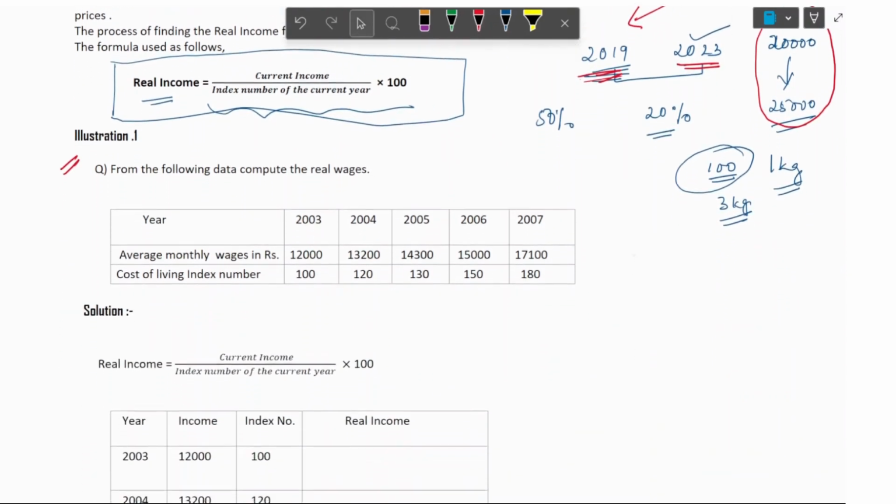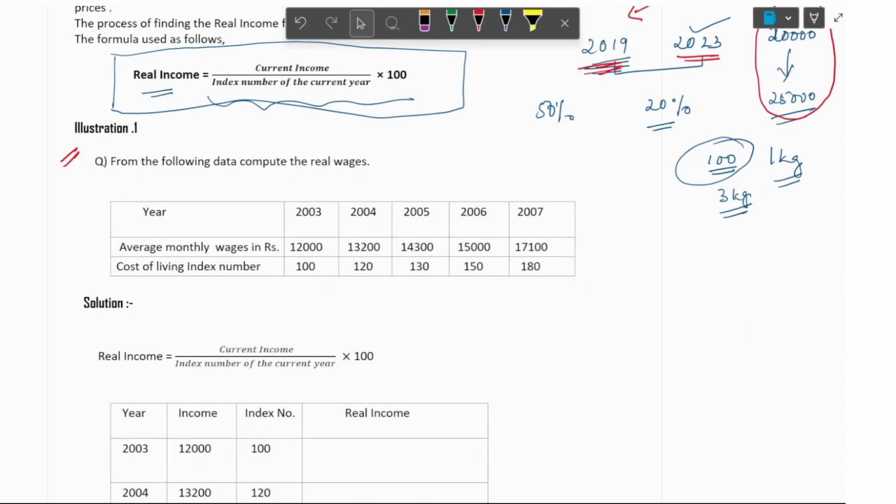Now see here, what's the question? Question number 1: from the following data, compute the real wages. Here, the average monthly wages from 2003 to 2007 are given, and the cost of living index number is also given. Now what do you want to find? You want to find the real income from the current income. The current income is 12,000. What is the real income? With the entire table you can complete this.